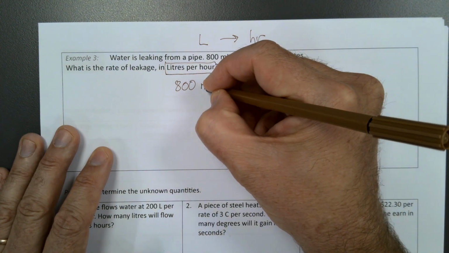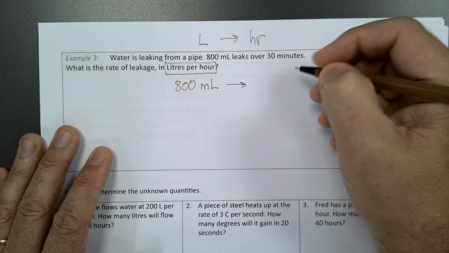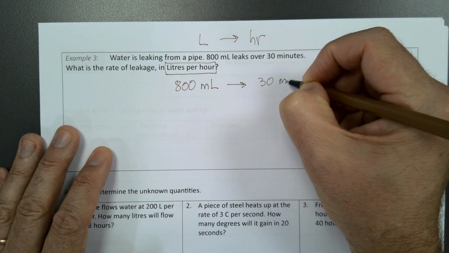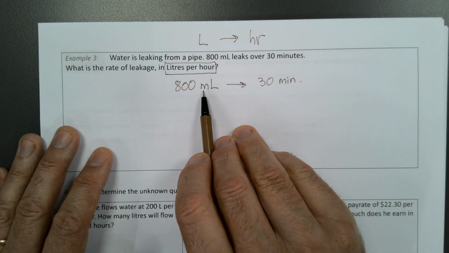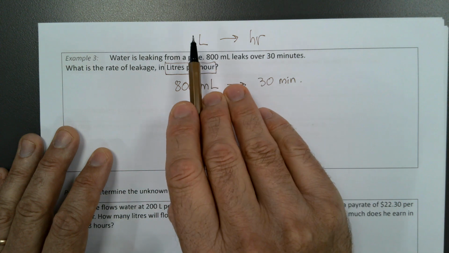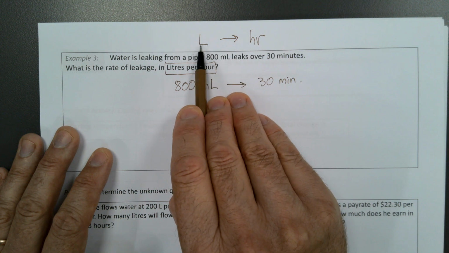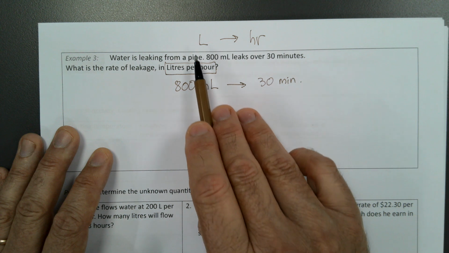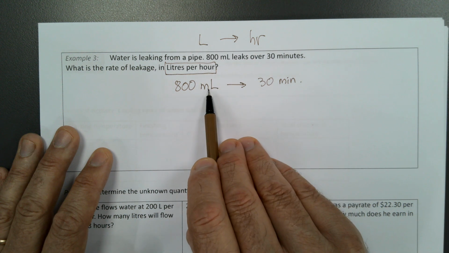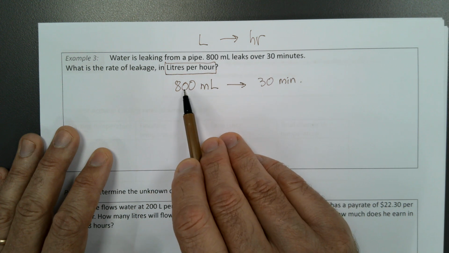So what's the information? 800 mils happens in 30 minutes. Cool, that's what the question tells me. 800 mils in 30 minutes. I've got liquid volume on the left, time on the right. So that's what I got there. I don't want it in millilitres, I want it in litres. So I do the conversion.